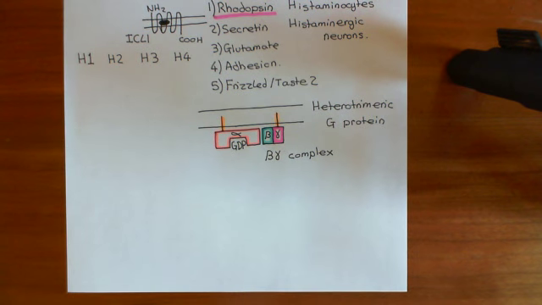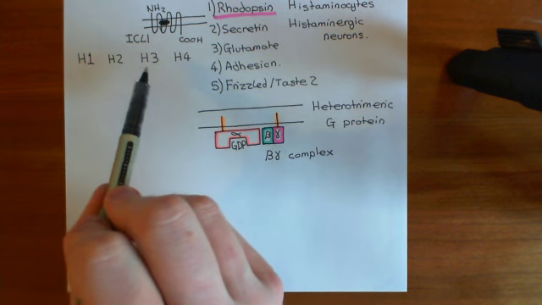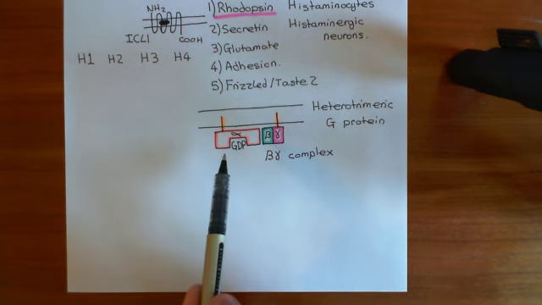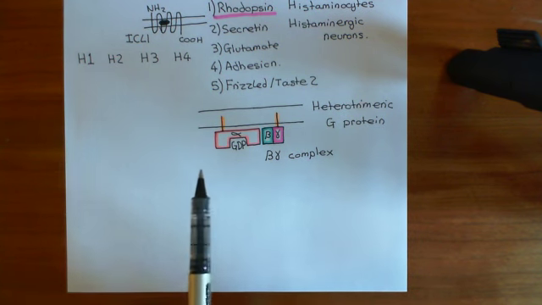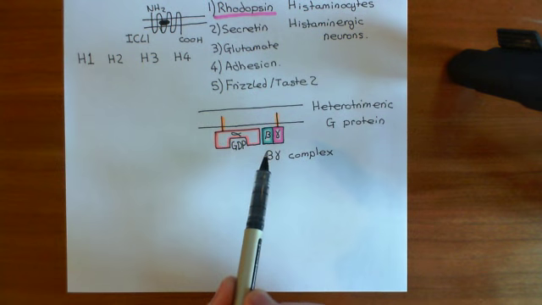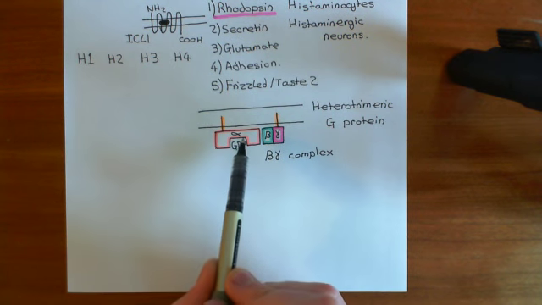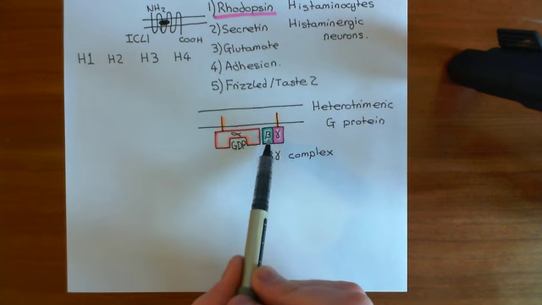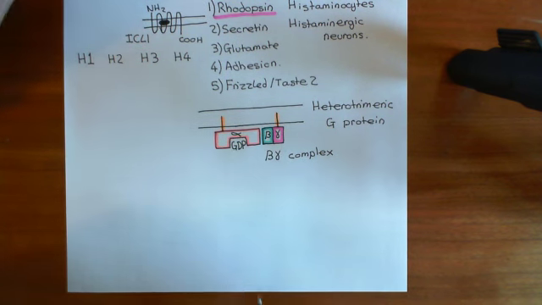Okay, now, each of these different histamine receptors will interact with different heterotrimeric G proteins. So we need to understand within the human body how many different heterotrimeric G proteins you have. For this, we need to look at all the different alpha subunits, all the different beta subunits, and all the different gamma subunits that you have. Okay, and this, unfortunately, is quite a headache.